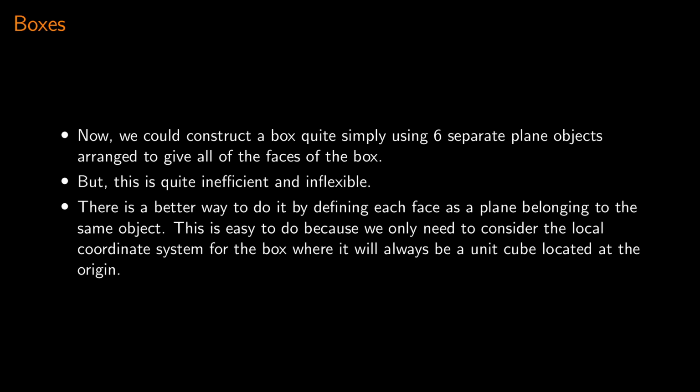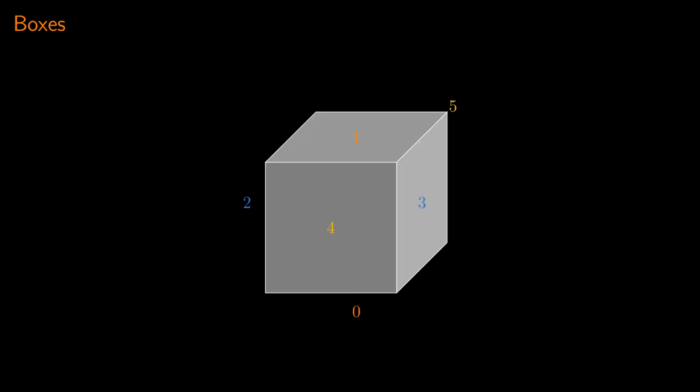Okay, so it turns out that there is actually a better way to do it by defining each face as a plane belonging to the same object. And this is easy to do because we only need to consider the local coordinate system for the box, where it will always be a unit cube located at the origin. Okay, so this is the geometry that we're considering.